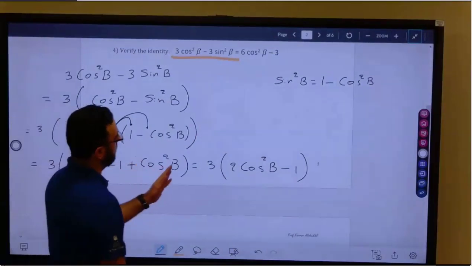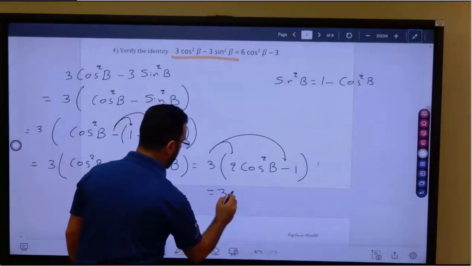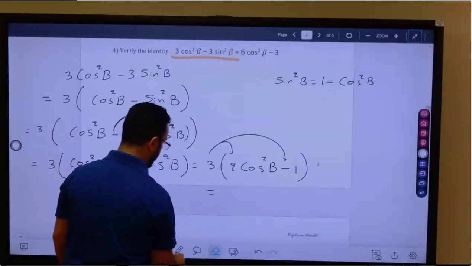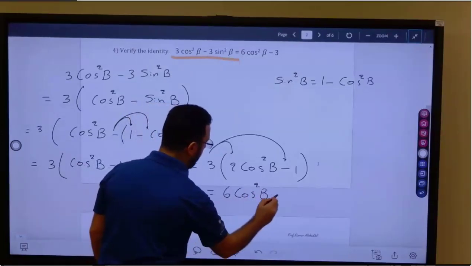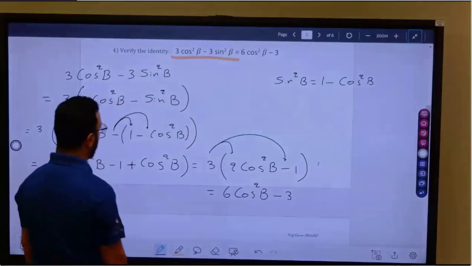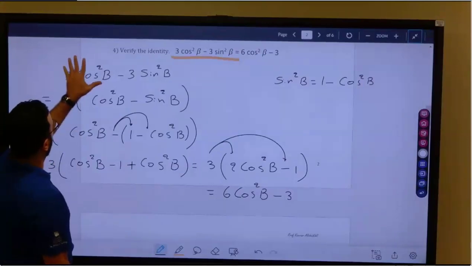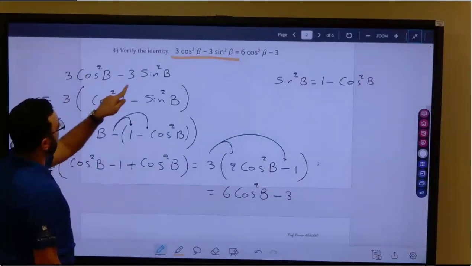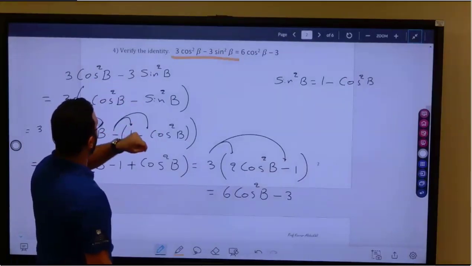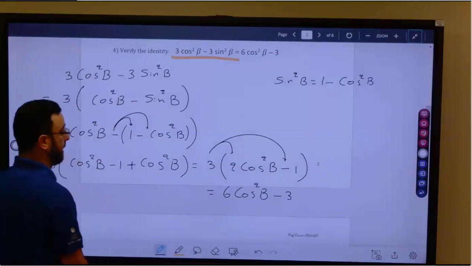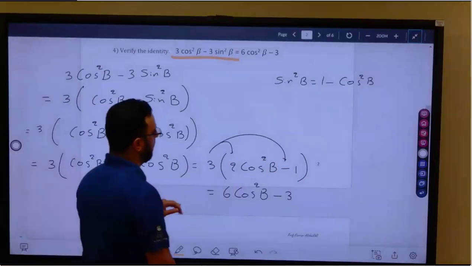Now almost we're going to get it. Distribute back the 3. So it's going to be 3 times 2, which is 6 cosine square beta minus 3. In fact, you don't have to factor out the 3. Keep this one as 3 cosine square beta, plug in 1 minus cosine square beta, distribute the negative 3, and then combine like terms, and you're going to get the same result. So it's up to you which way you're going to use, it's going to be fine.